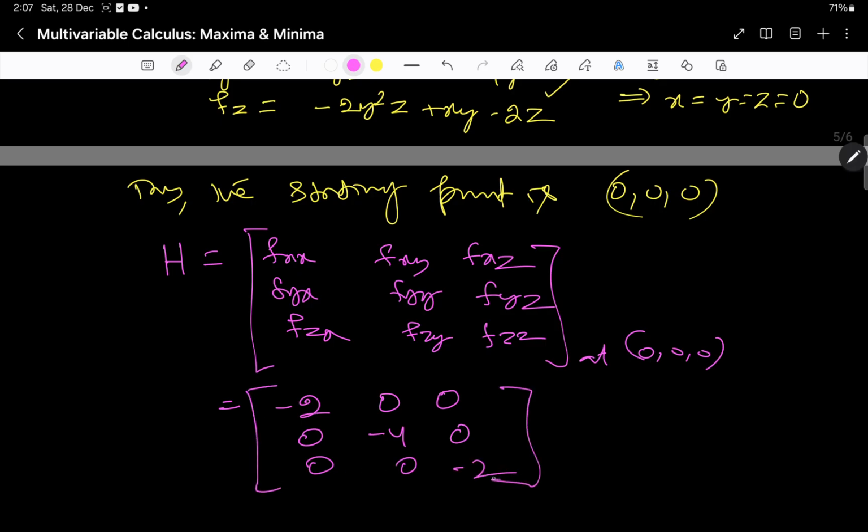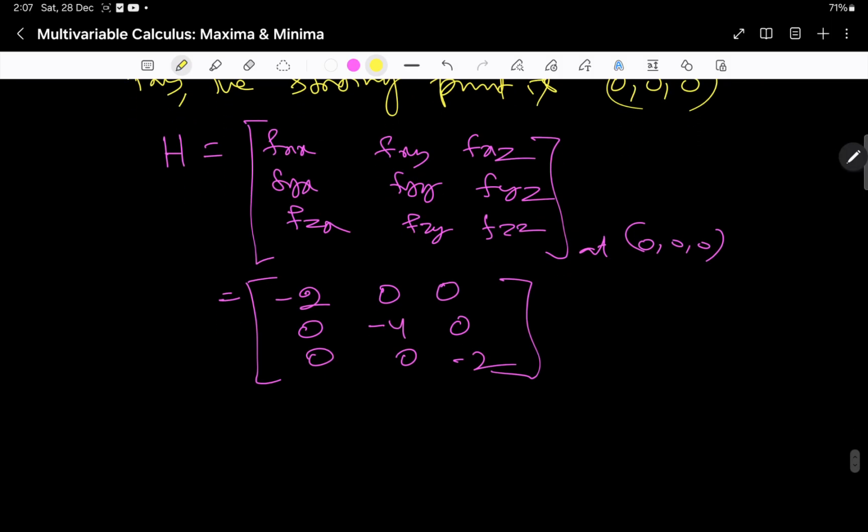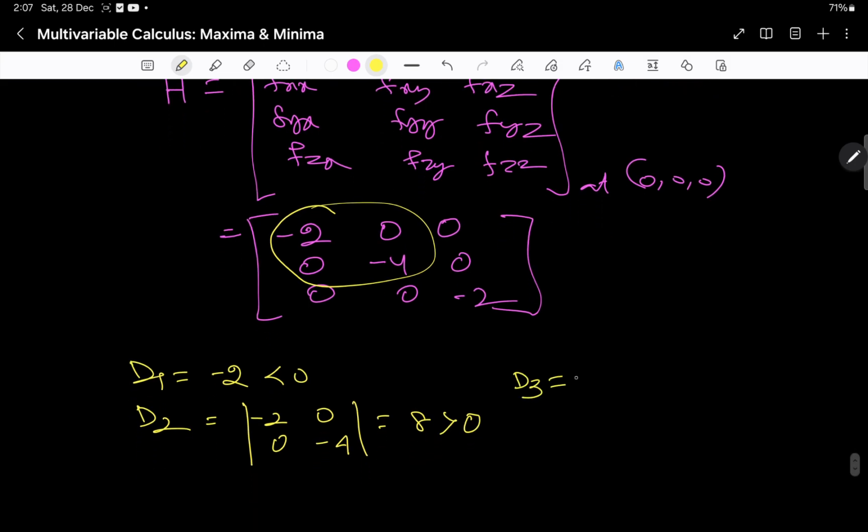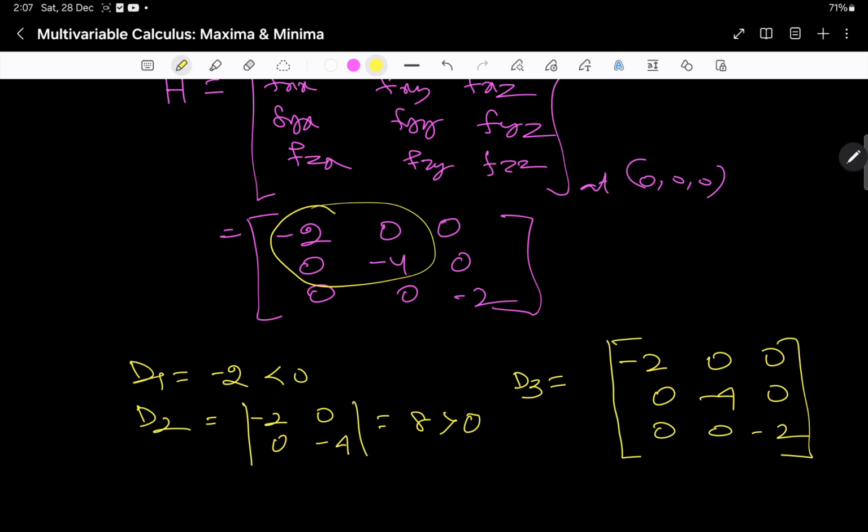Then we think of the principal minors. What about your d1? d1 is minus 2. It is negative. What about d2? You take the determinant of this. It is minus 2, 0, 0, minus 4. You take this determinant. So this is equal to 8, which is positive here. And what about your d3? d3 is the entire determinant, minus 2, 0, 0, 0, minus 4, 0, 0, 0, minus 2. It is a diagonal matrix, so this determinant value is the product of the diagonal. It is 4, 2, 8 to 16. It is minus 16, which is negative.